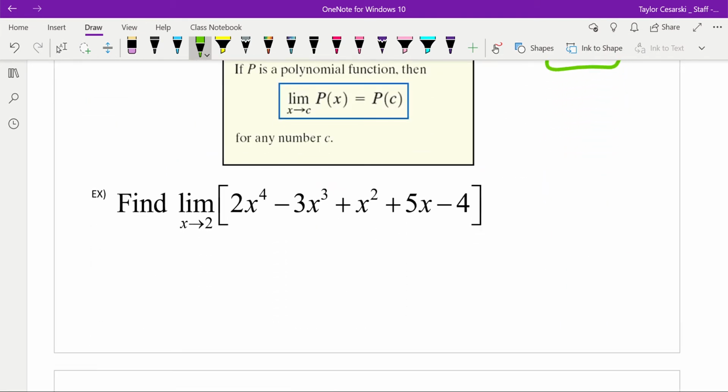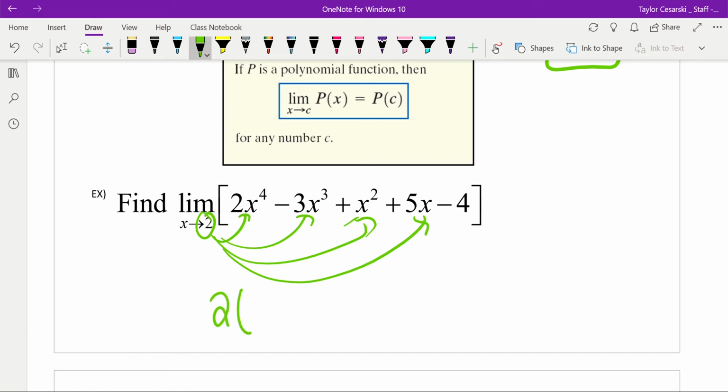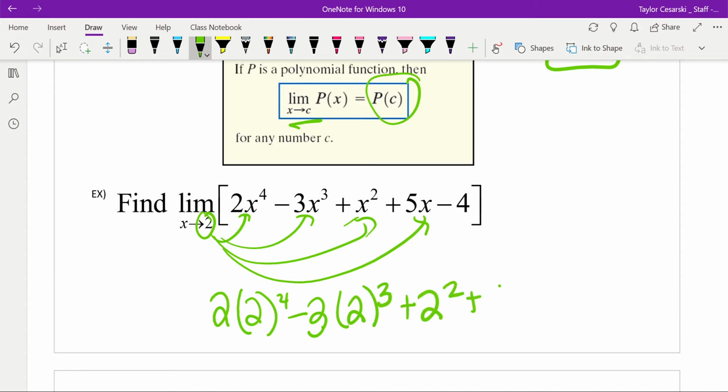Alright, limit of a polynomial. As x approaches 2 of this big long polynomial, we know that everywhere I see an x, I'm going to put a 2. So that's substitution there. It's just p of c as x approaches c. So 2 times 2 to the 4th minus 3 times 2 to the 3rd plus 2 squared plus 5 times 2 minus 4. That will end up being 18.